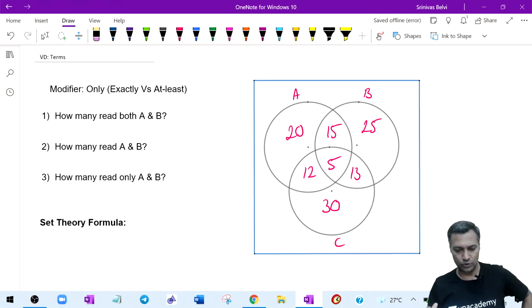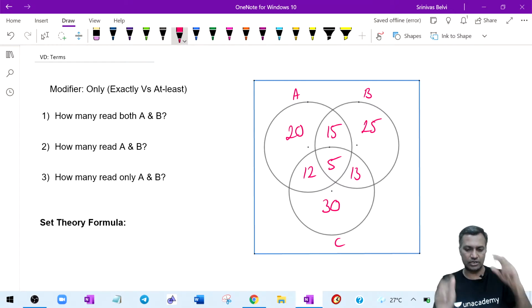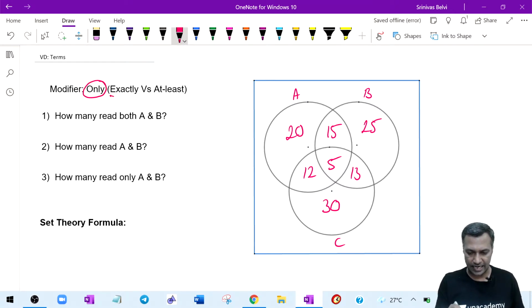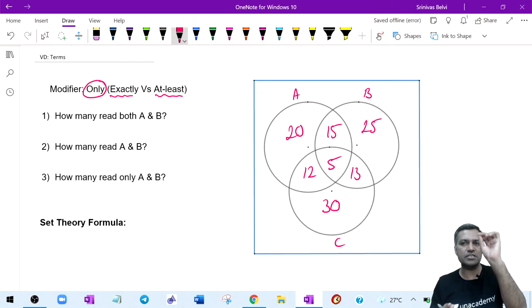Now listen, all of you. How many read both A and B? Now, the presence of "only" means exactly. The absence of "only" means at least. That's it. These are the two mistakes people make.